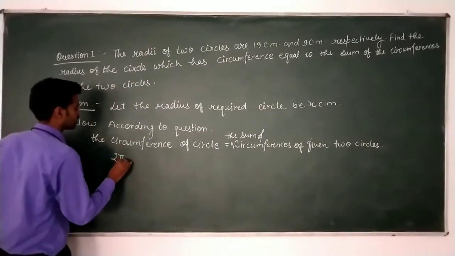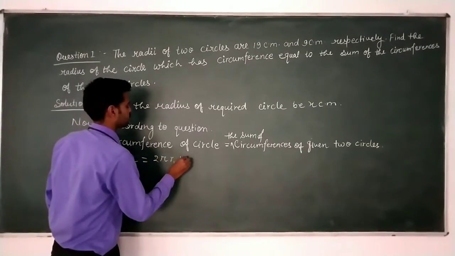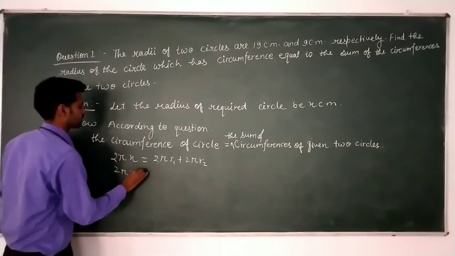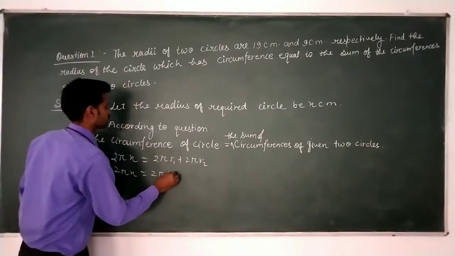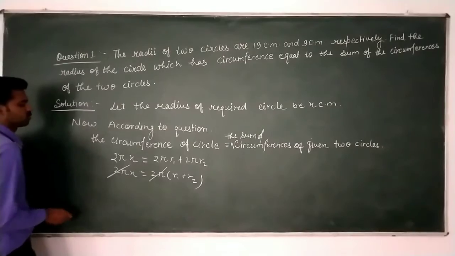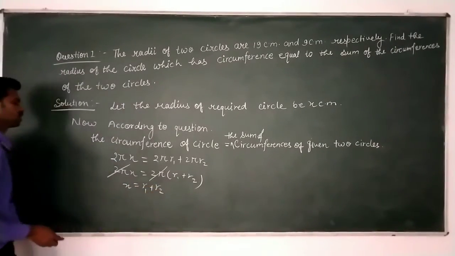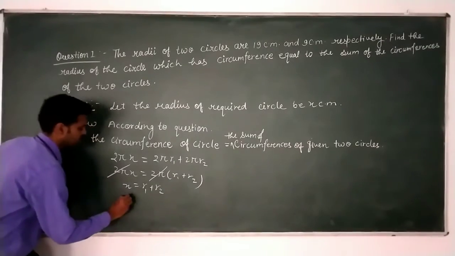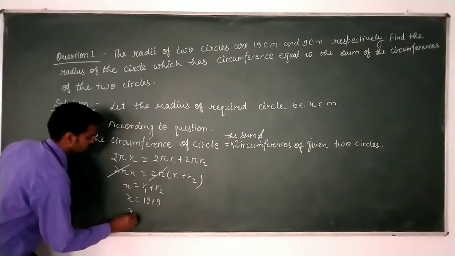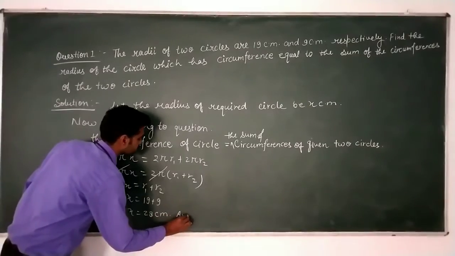That is, 2 pi x is equal to 2 pi r1 plus 2 pi r2. 2 pi x is equal to 2 pi times bracket r1 plus r2. 2 pi is cancelled out by 2 pi, and x is equal to r1 plus r2. Putting the values of r1 and r2, x is equal to 19 plus 9, that is, x is equal to 28 centimeter. It is the answer.